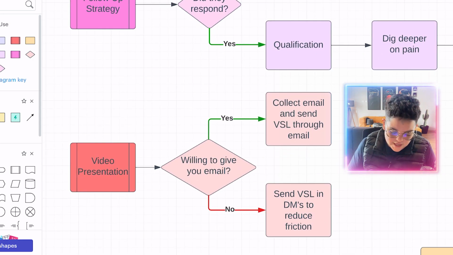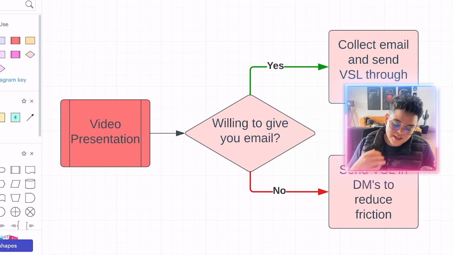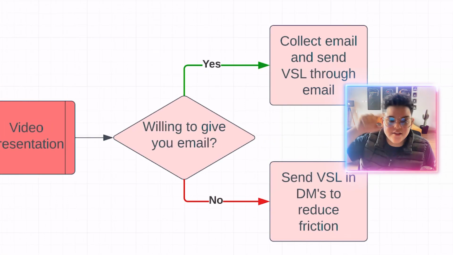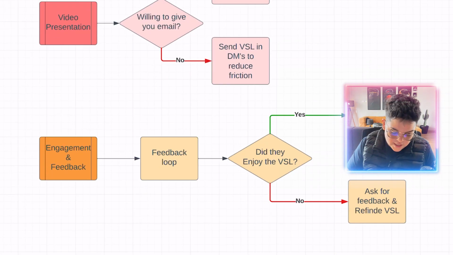And then we get into the video presentation, right? So you want to be able to gauge, is this person willing to give me their email, right? And if they're willing to give you their email, then you want to collect email and send the VSL through email. If they're not, you just want to send the VSL or the personalized video, whatever it is, in the DMs to reduce any type of friction.